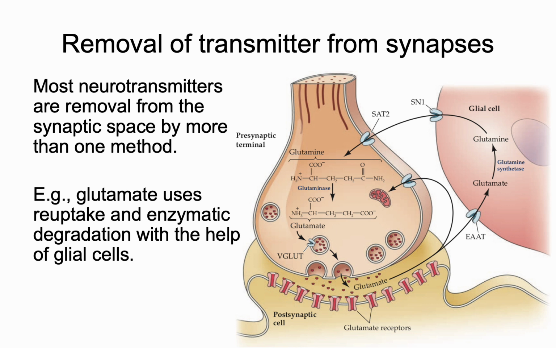sodium neutral amino acid transporter, and it can be taken back up into the presynaptic cell then by the SAT2 transporter, and inside the cell, glutamine can be chemically modified and changed back into glutamate via the glutaminase enzyme.